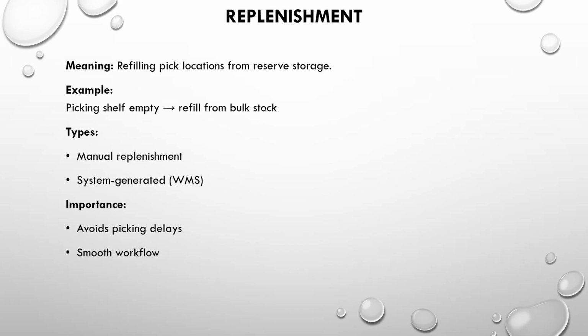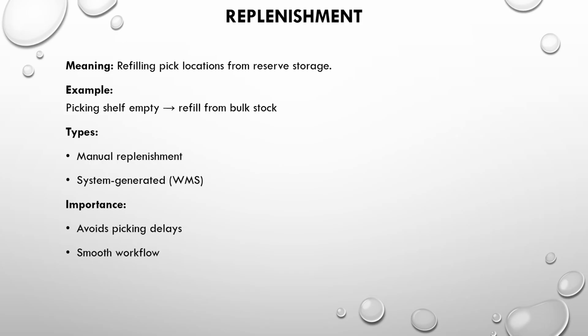Next term is replenishment. Replenishment means refilling pick locations from reserve or bulk storage. In simple words, when items in the picking area start finishing, they are refilled from backstock. Example, if a picking shelf becomes empty, the stock is refilled from bulk or reserve storage. This ensures that pickers can continue working without interruption.